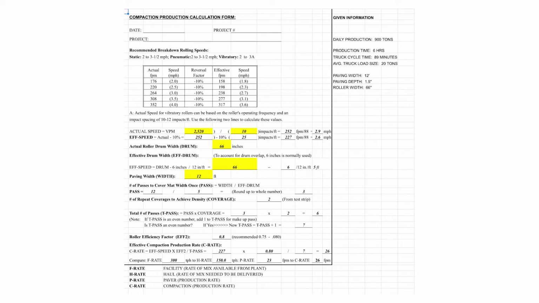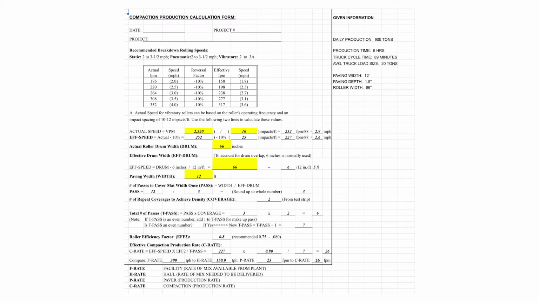Your effective speed is that 2.9 miles per hour minus 10%. So if you work through the math, you've got your 252 feet per minute, deduct 10% from that, you're down to 227 feet per minute, divided by 88, you get your 2.6 miles per hour.